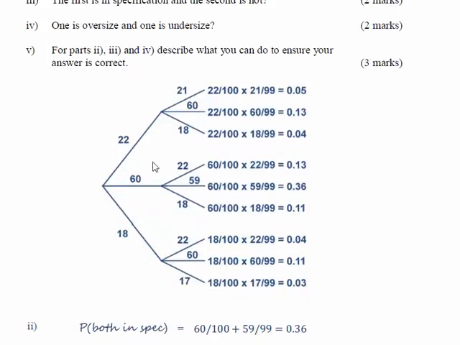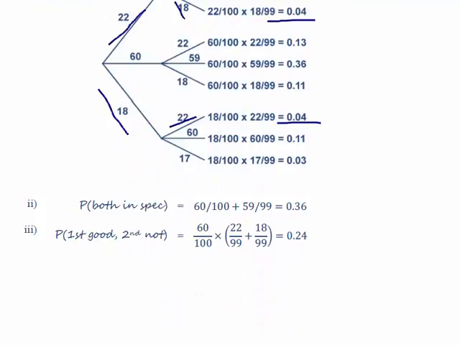Part 4, one is oversize and one is undersize. Well, this is oversize and this is undersize, so that's one possible solution. This is undersize and this is oversize, and that's another possible solution. The question doesn't say the order that they're chosen, so for part 4 we've got an answer of 0.08.